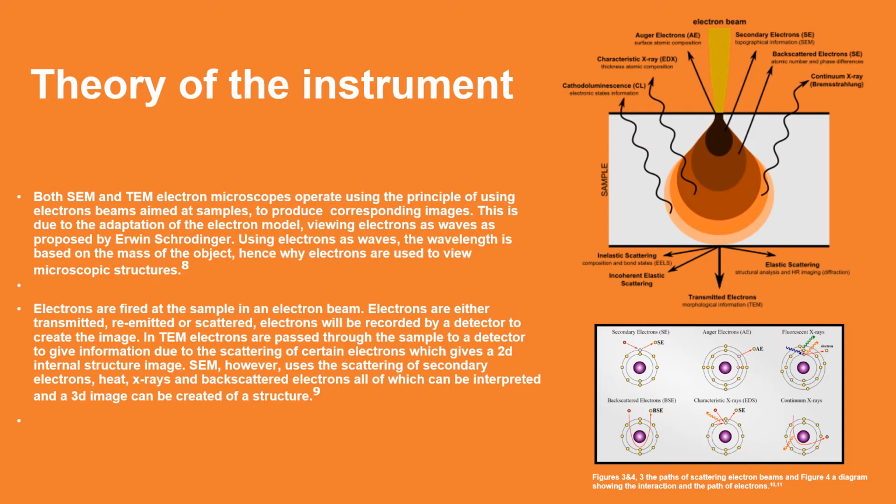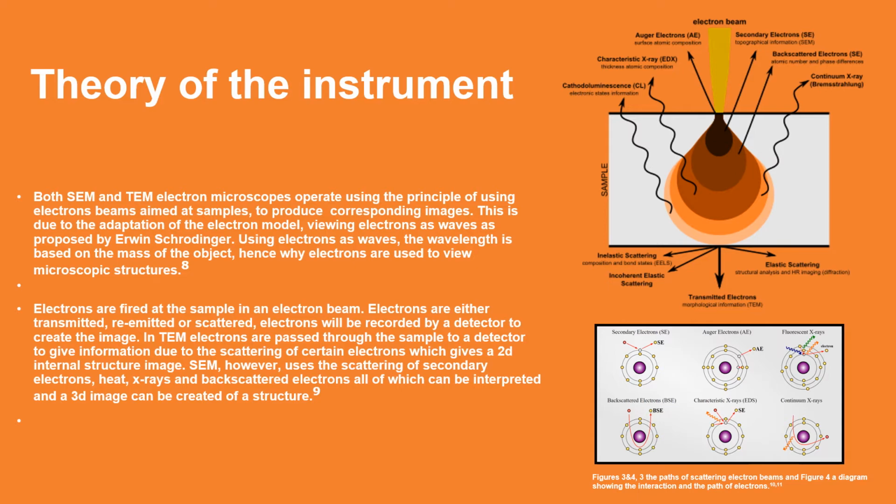Once electrons are fired at a sample, there are various ways they can interact. Electrons can be transmitted, as seen in TEM, re-emitted, or scattered, commonly seen in SEM. As previously mentioned, SEM and TEM are the two most common types of electron microscopes. However, both use a different theoretical basis to one another. SEM uses primarily the scattering of secondary electrons from the surface to create a 3D image, while TEM uses transmission of electrons to create a 2D image.